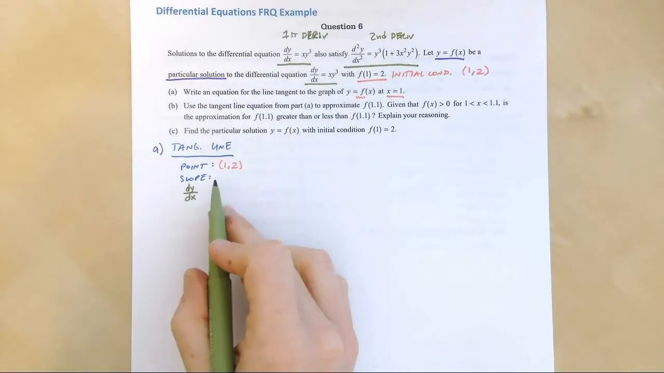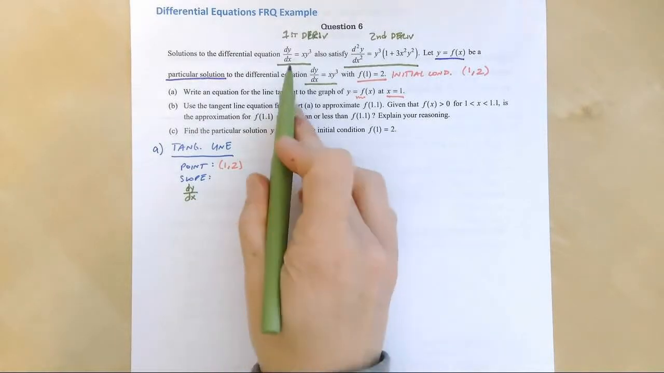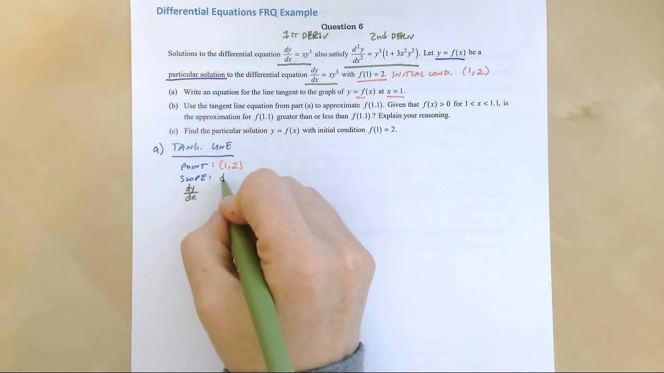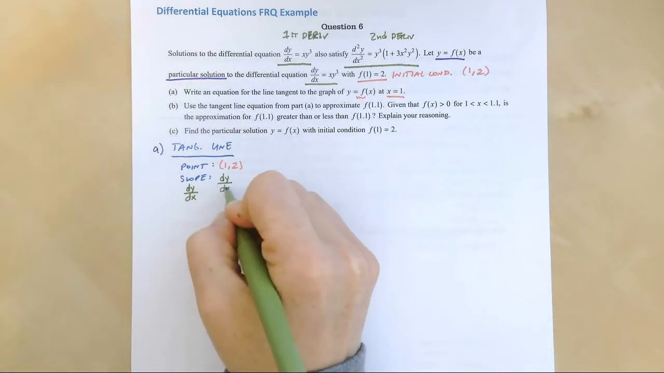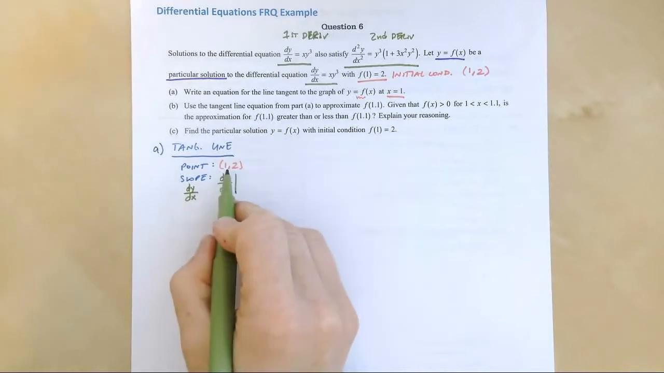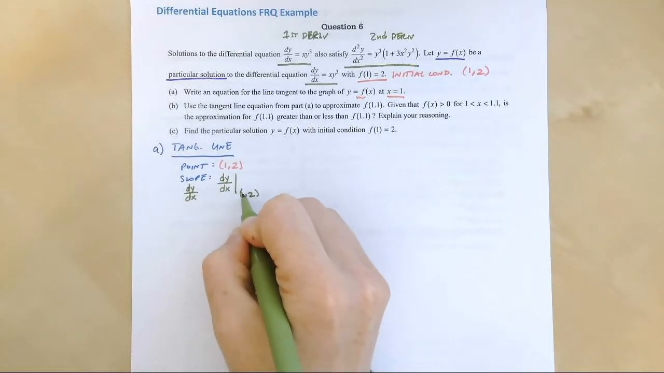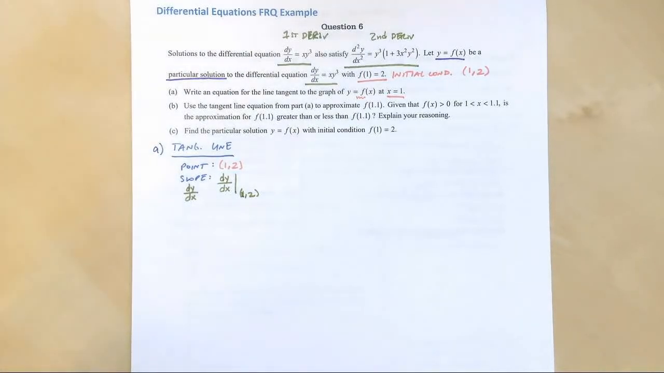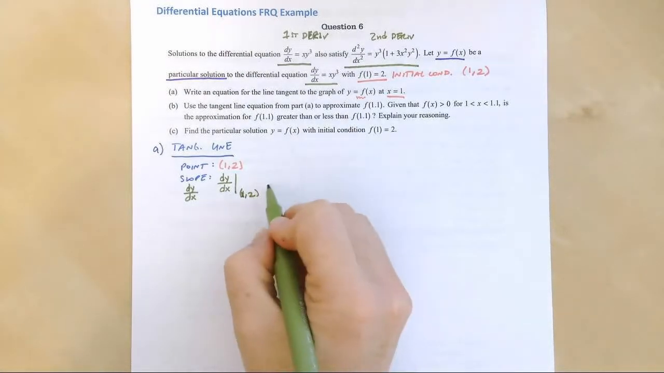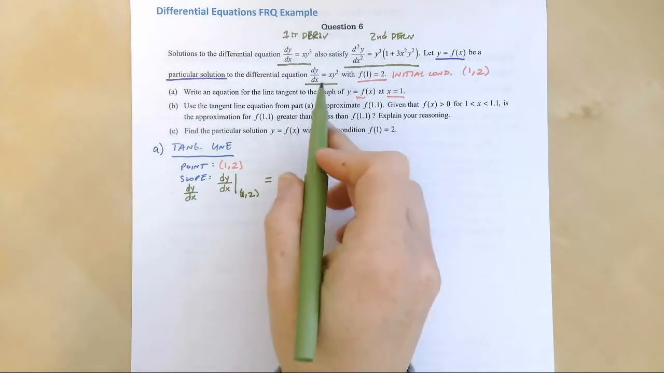So did they give us a derivative? Yes, they did. dy/dx, except we need the slope at this point. So we're going to write, we need the slope at (1, 2). Sorry if you can't see that 1. At (1, 2). Now let's actually plug in 1 and 2 into our slope equation.